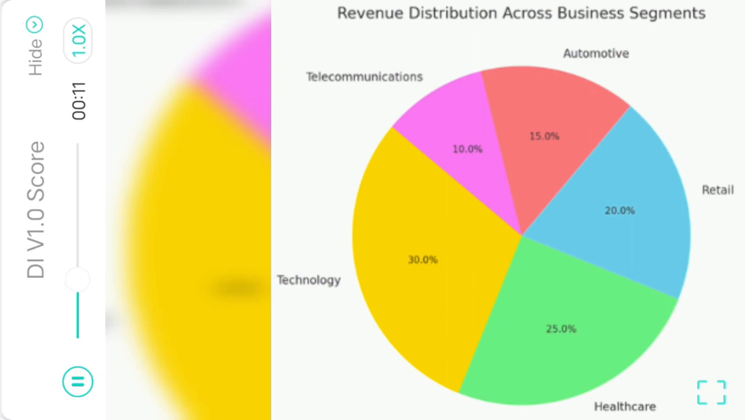From the image, I can see technology and telecommunications. From the image, I can see healthcare and retail. From the image, I can see automotive. From the image, I can see 25% and 30%.